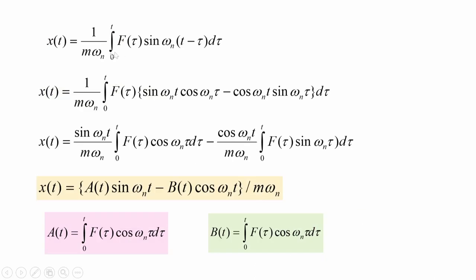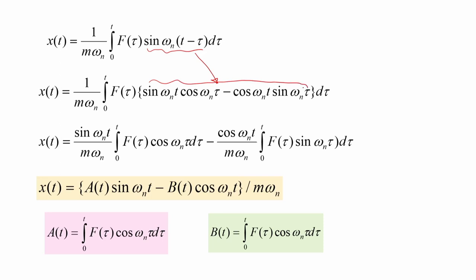Okay. Now, first, let us consider an undamped system. So this is the response of an undamped system with the help of Duhamel's integral. So x t equal to 1 by m omega n integration 0 to t f tau sine omega n times t minus tau d tau. Now here sine omega n t minus tau can be broken down using the trigonometrical identity, that is sine a minus b equal to sine a cos b minus cos a sine b. So if I use this trigonometrical identity, then I can break down this sine omega n t minus tau into this expression.